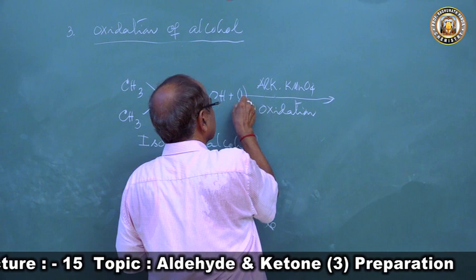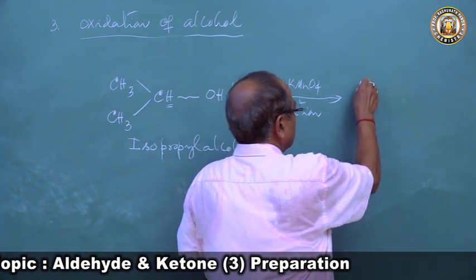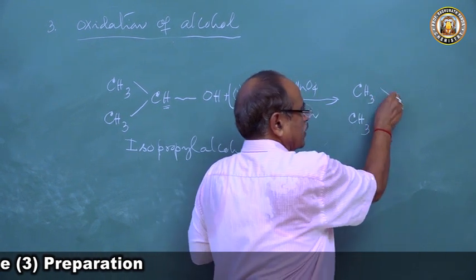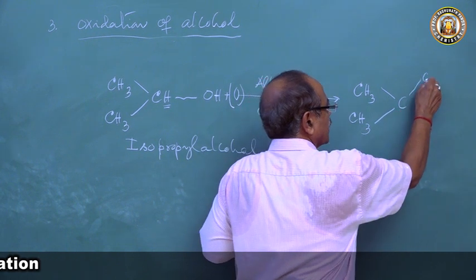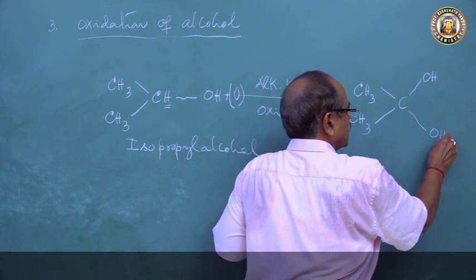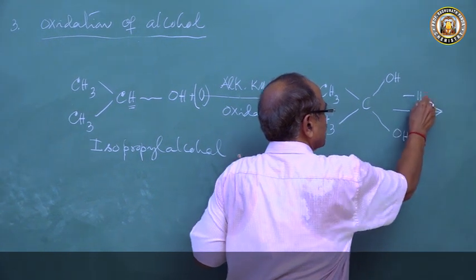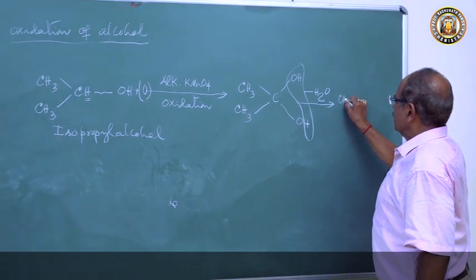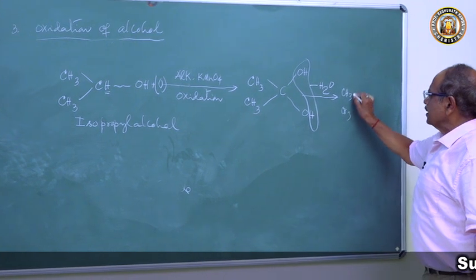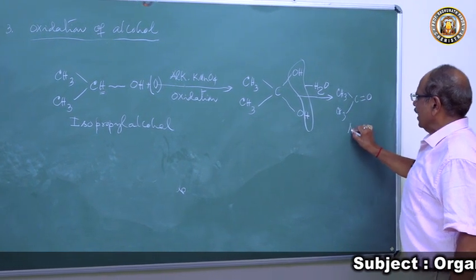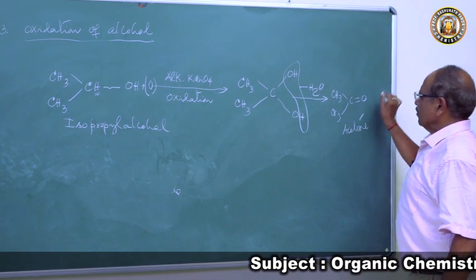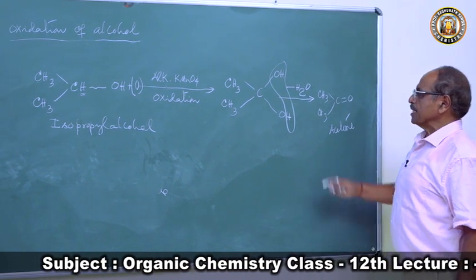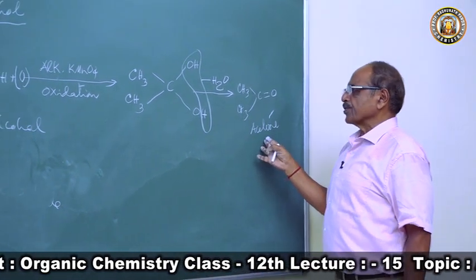So O is added here. The H will become OH. So this again forms a dihydroxy compound. The dihydroxy compounds are unstable because of 2 OH groups. Hence it loses a molecule of water to produce acetone, CH3COCH3. So isopropyl alcohol on oxidation produces a dihydroxy compound and this produces acetone, the ketone.